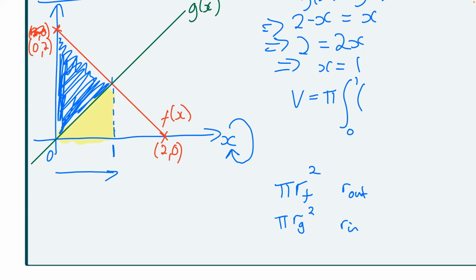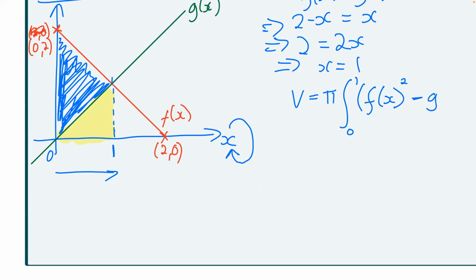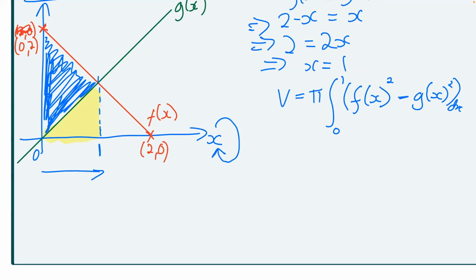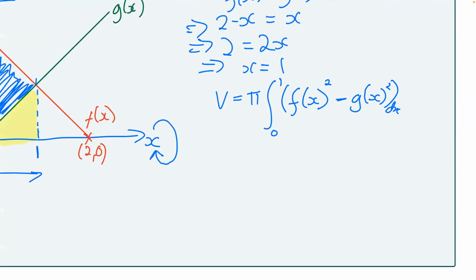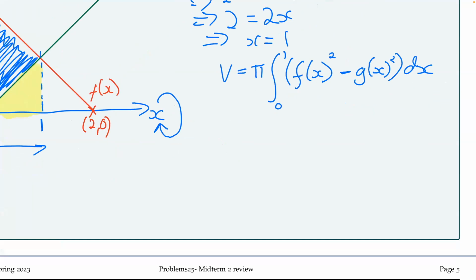Okay. So that means when we calculate our volume, we do pi times the integral of our outer curve, which is f of x. And we're squaring that because this is giving us our outer radius. And we're subtracting our inner radius squared, so g of x squared. And this is done with respect to x. Okay, have a go at solving that.